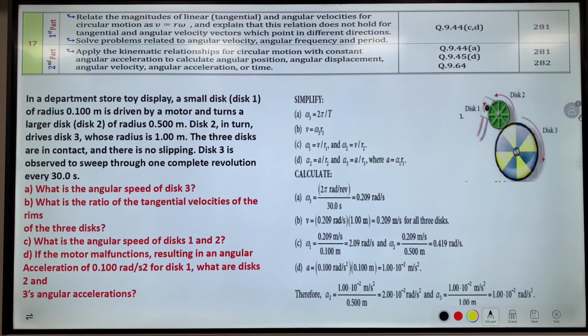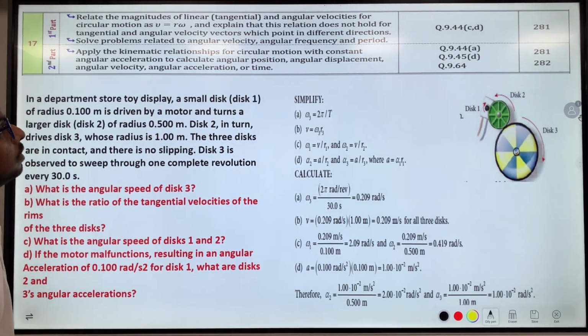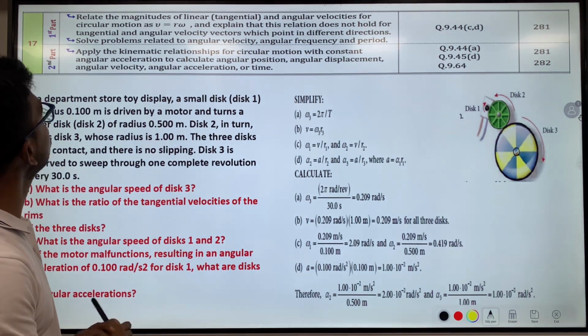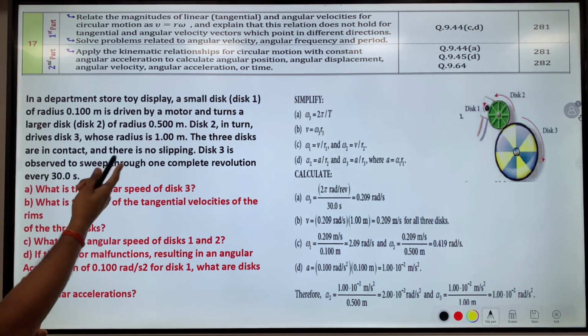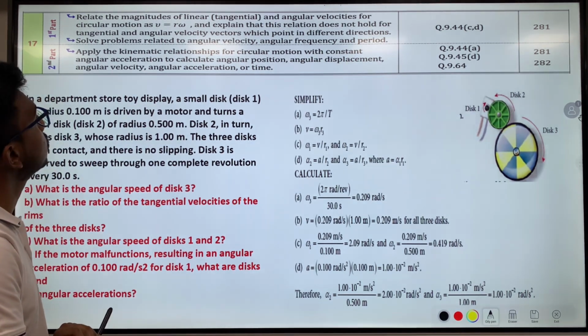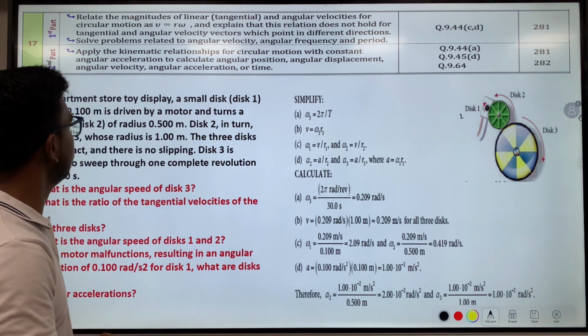Relate the magnitude of linear and angular velocities for circular motion as v equals r omega, and explain that this relation does not hold for tangential and angular velocity vectors, which point in different directions. We are not talking about directions here. Okay. Solve problems related to angular velocity, angular frequency and period.